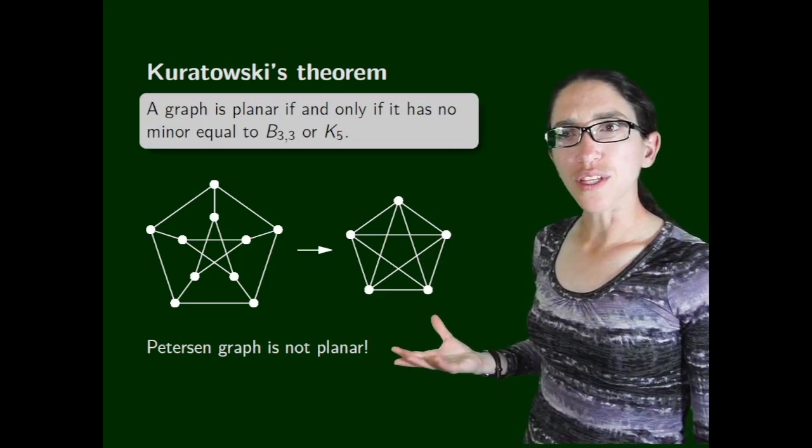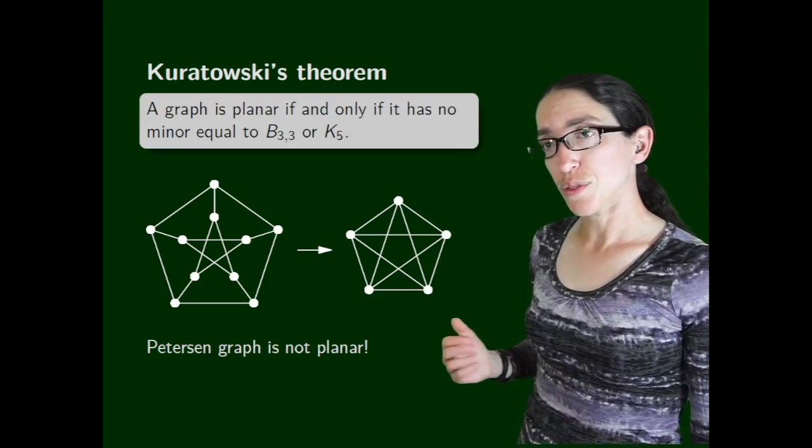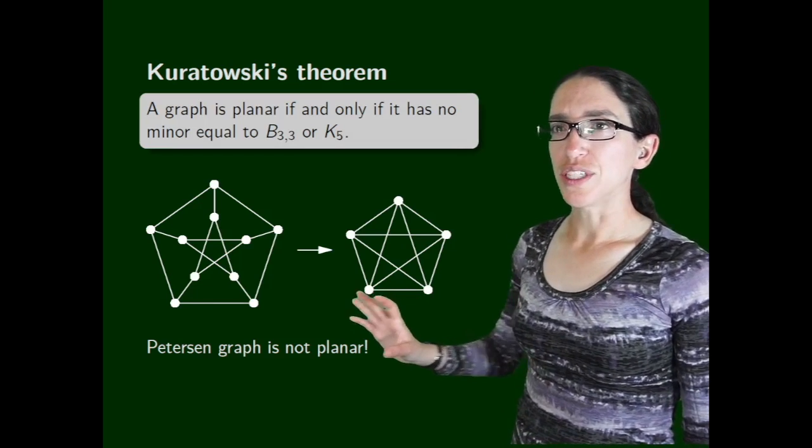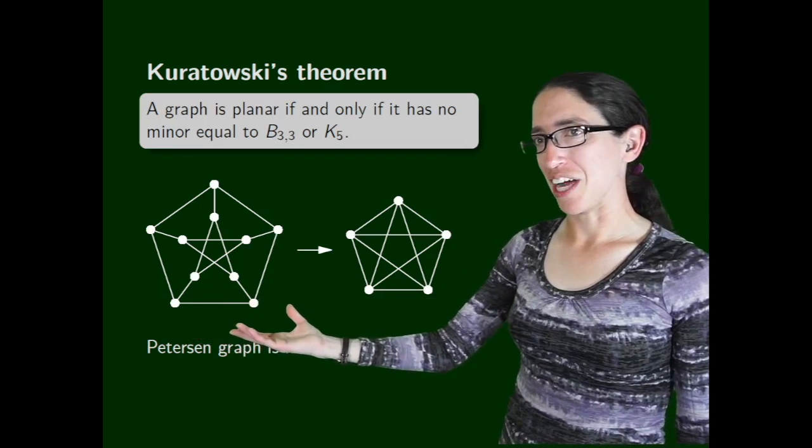But why is it if and only if? That's a very complicated question, and the proof of Kuratowski's theorem is not easy. So we're just going to use it in this class. Let's use it to prove that the Petersen graph is not planar. This is a very famous graph called the Petersen graph.